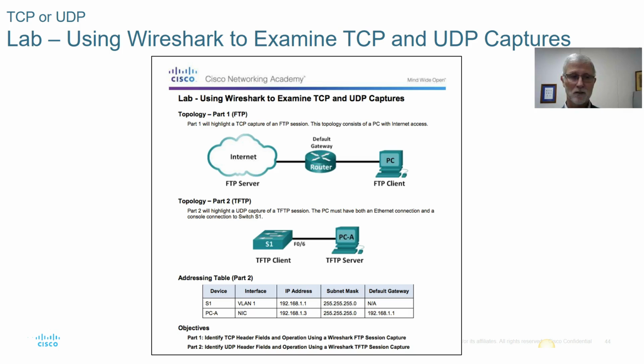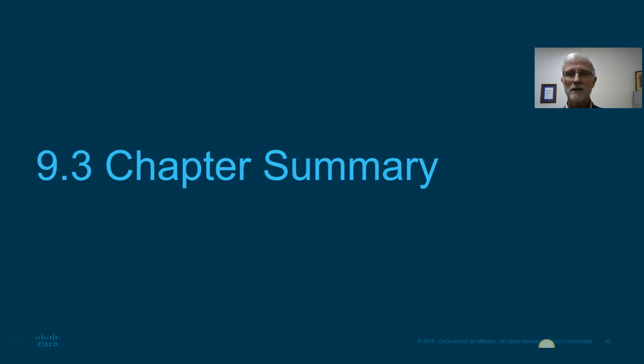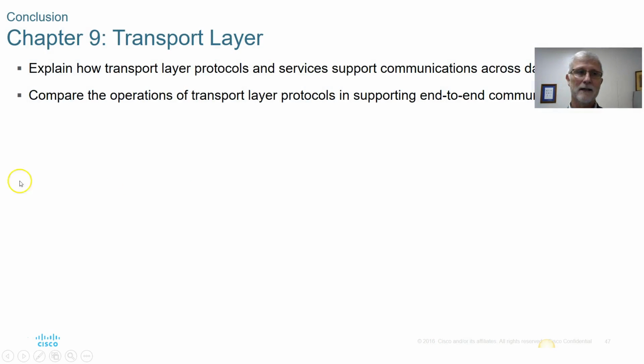Of course, you're going to get a chance to do a capture with TCP and UDP, and it should be fine. So hopefully this chapter should be easier than a lot of others, even though you've got a lot of different data and port numbers and stuff. But for the most part, you understand a little bit how transport protocols work, the different types, and how they support end-to-end communication. So hopefully that helps.